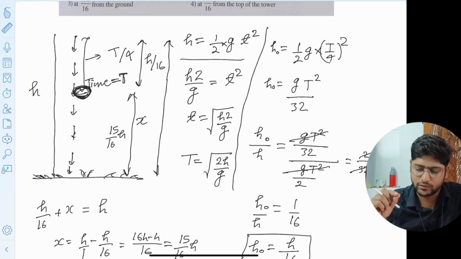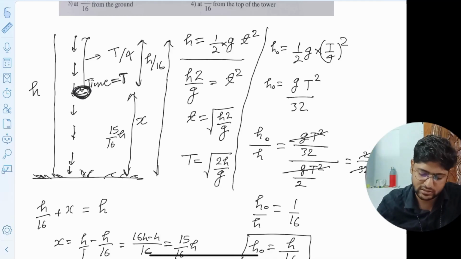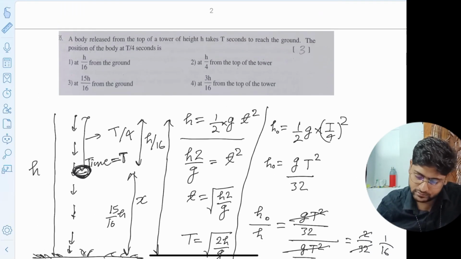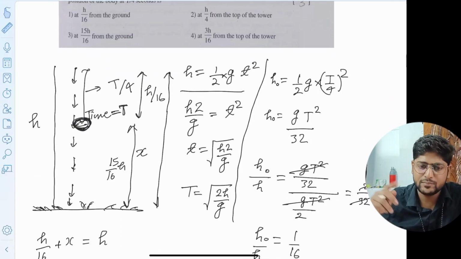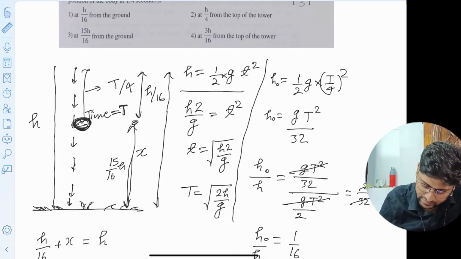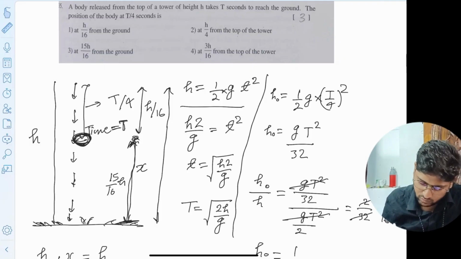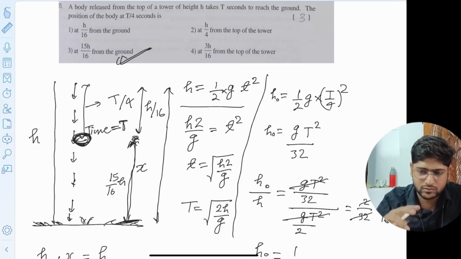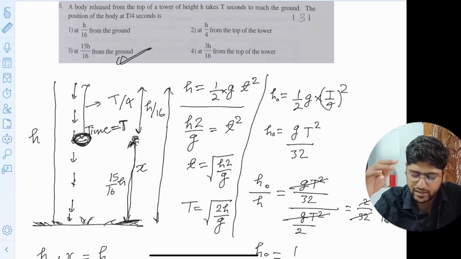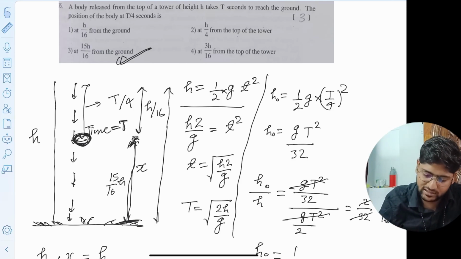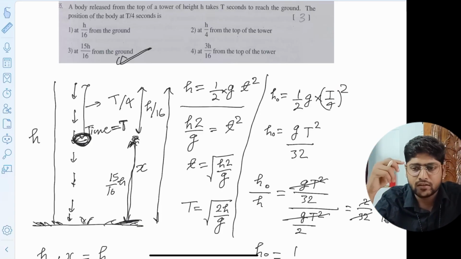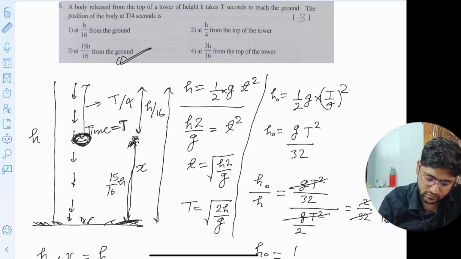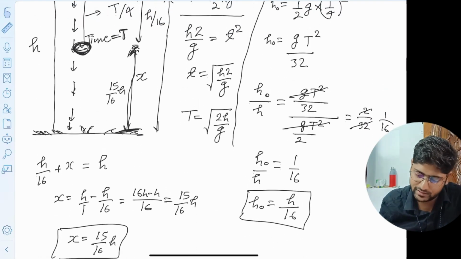From the ground, how much distance will it cover? The position will be 15 by 16 h from the ground. If that option is not there, from the top we calculate h by 16. So the first option, h by 16 from the ground, is not correct. From the top h by 16, from the ground 15 by 16 of the height. So option 3. You understand how it is calculated?